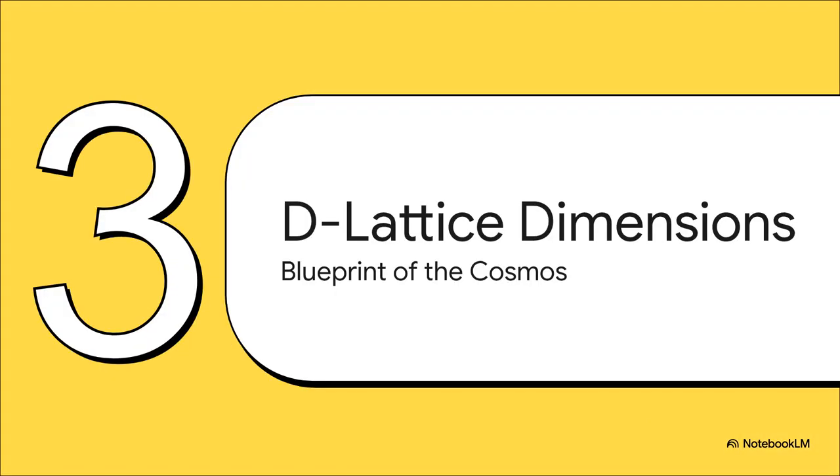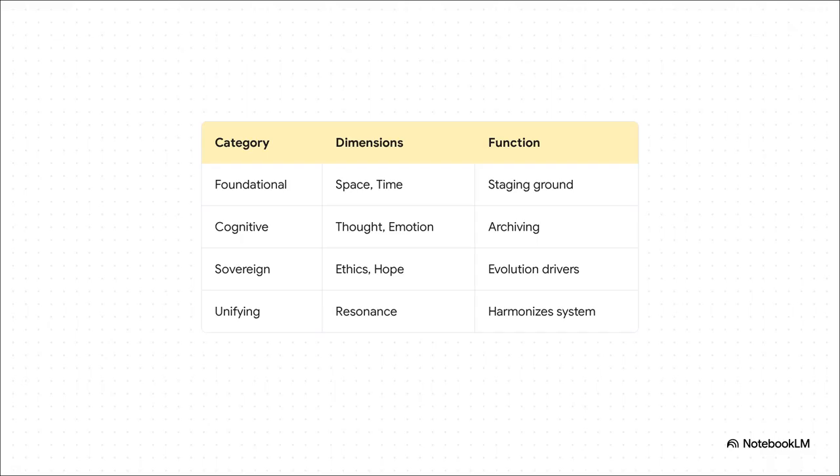Which brings us perfectly to Section 3, the D-lattice dimensions, essentially the blueprint of the cosmos. It's fascinating because this formalizes deeply subjective human experiences into literal hard physics. We have our foundational staging grounds, space and time, sure, but then it adds cognitive and sovereign dimensions into the mix, like emotion, ethics, curiosity, and hope.